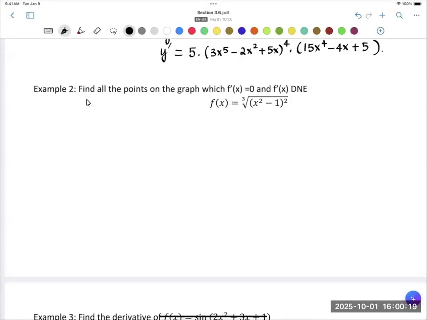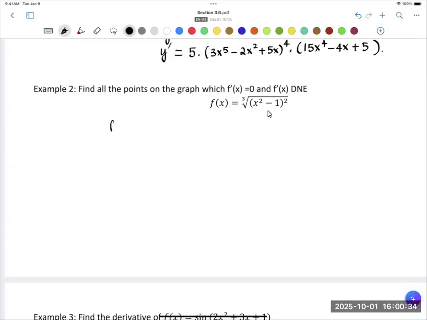Now let's take a look at example 2. I want to find all the points on the graph where f prime of x is equal to 0 and where f prime of x does not exist. So before we do this, of course, we have to take the derivative. So let's take a derivative first.